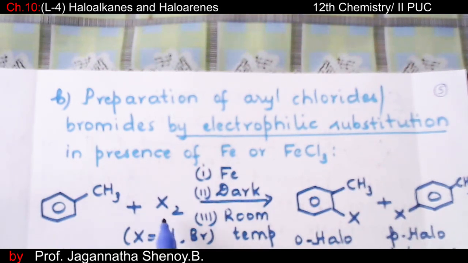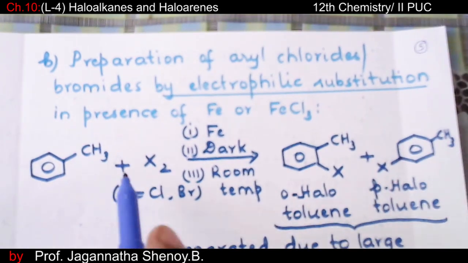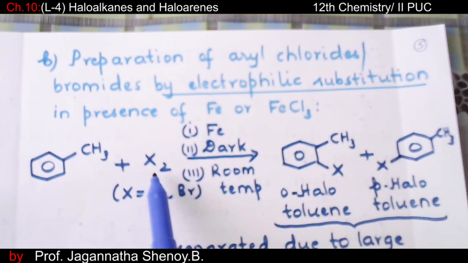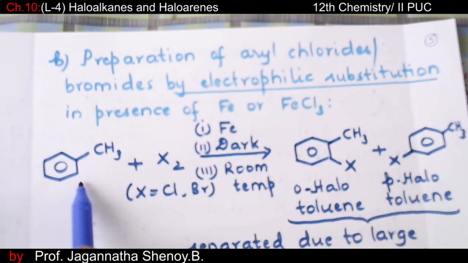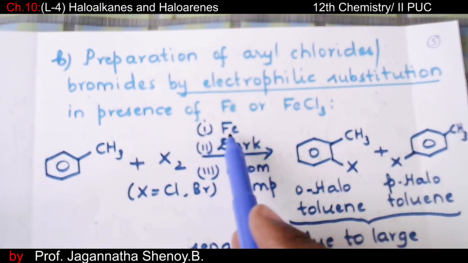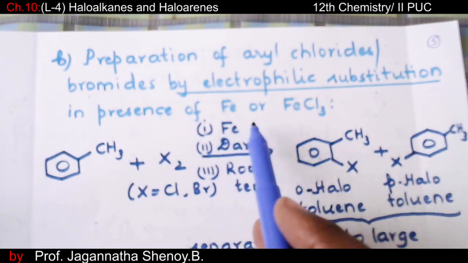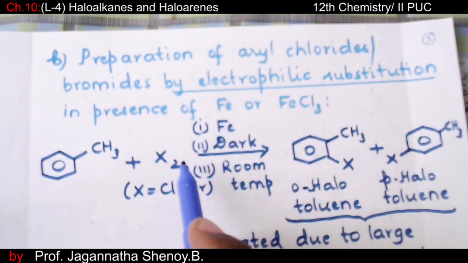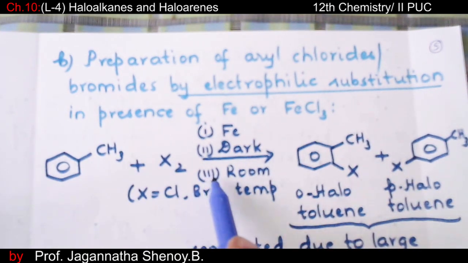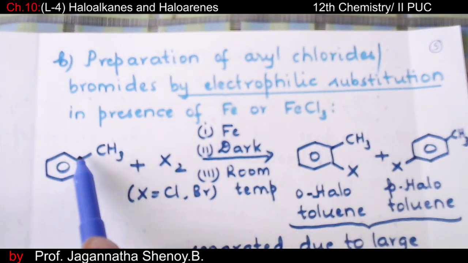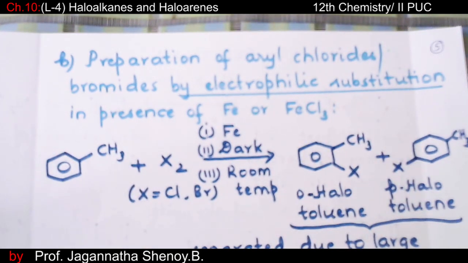For that, I consider either chlorine or bromine represented as X2. So to bring about chlorination on the benzene ring, the required conditions are I have to make use of halogen carrier like Fe or FeCl3. Reaction has to be carried out in dark, and the reaction must be carried out at room temperature. Under these conditions, CH3 group in toluene is ortho and para directing.